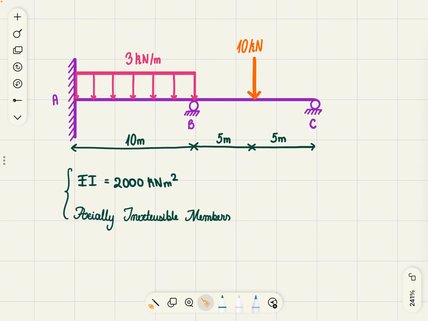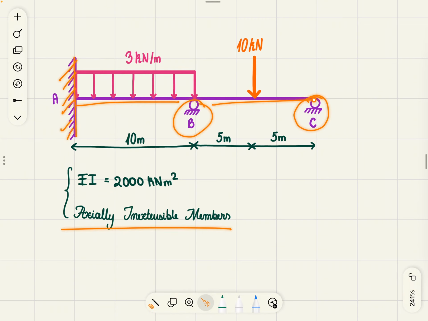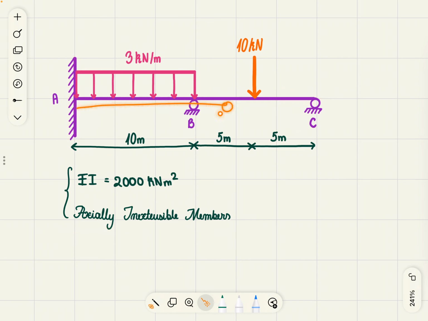So if at A you have a fixed support and B and C would permit translations in the x direction, are you going to have any translations? No, because you have axially inextensible members. So the length stays the same. If the length would not have stayed the same, then maybe this would translate here as B and this one even further, but this is not the case.